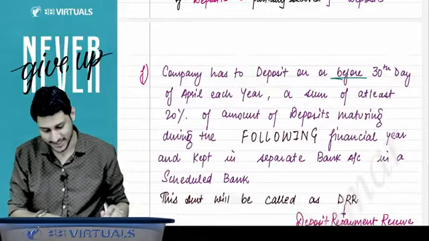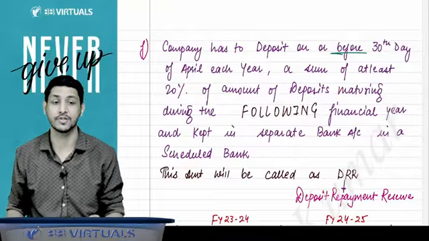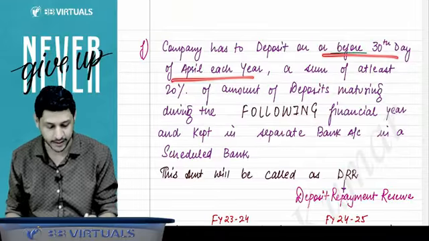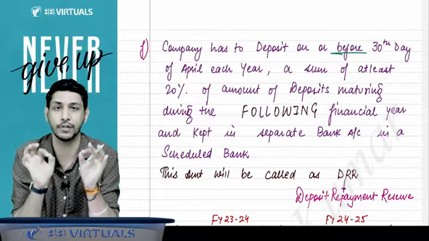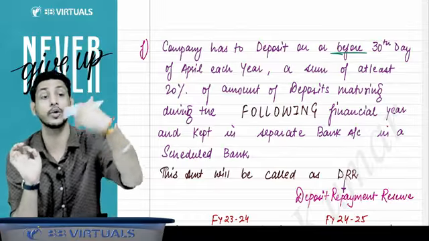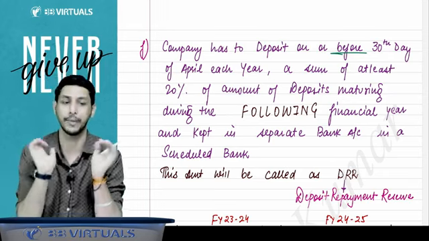And the other very, very important point is that the company has to deposit on or before the 30th day of April every year a sum of at least 20% of the amount of the deposits maturing during the next financial year. And that reserve will be called the deposit repayment reserve.